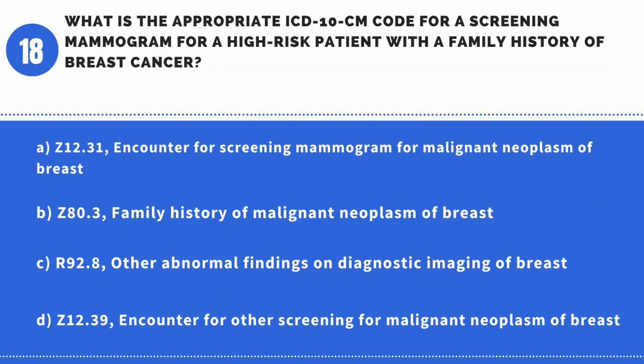Question 18. What is the appropriate ICD-10-CM code for a screening mammogram for a high-risk patient with a family history of breast cancer? A. Z12.31, encounter for screening mammogram for malignant neoplasm of breast. B. Z80.3, family history of malignant neoplasm of breast. C. R92.8, other abnormal findings on diagnostic imaging of breast. D. Z12.39, encounter for other screening for malignant neoplasm of breast.